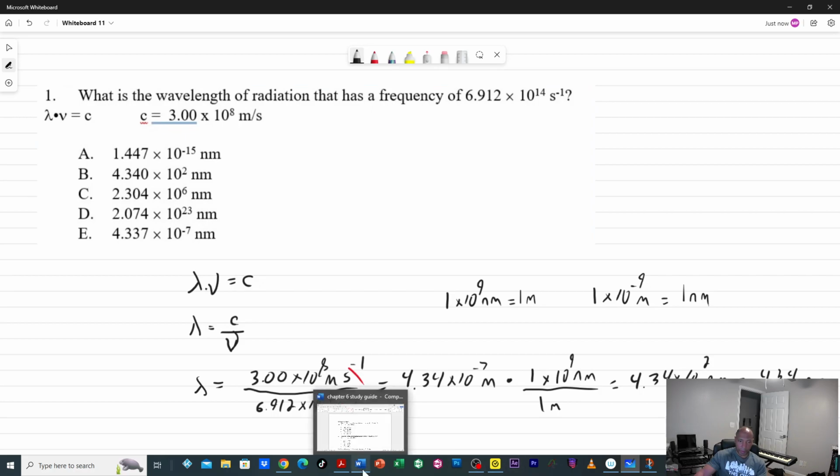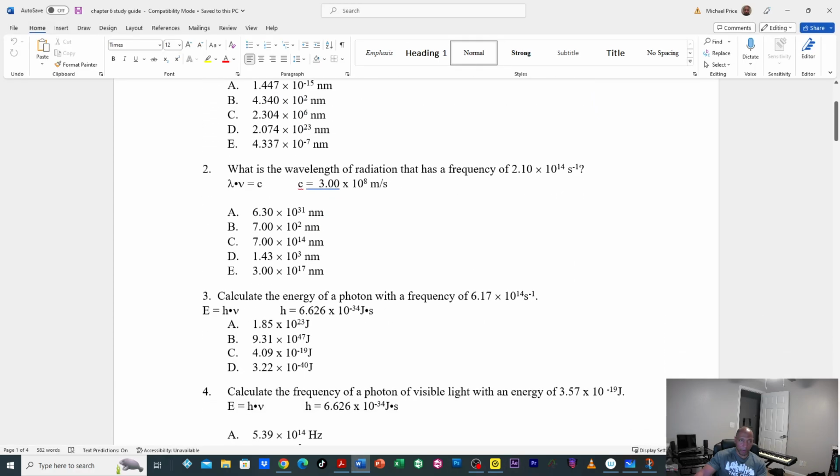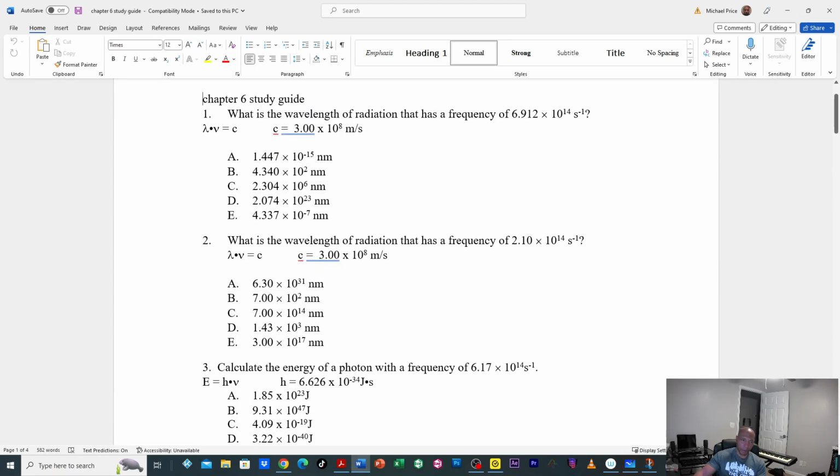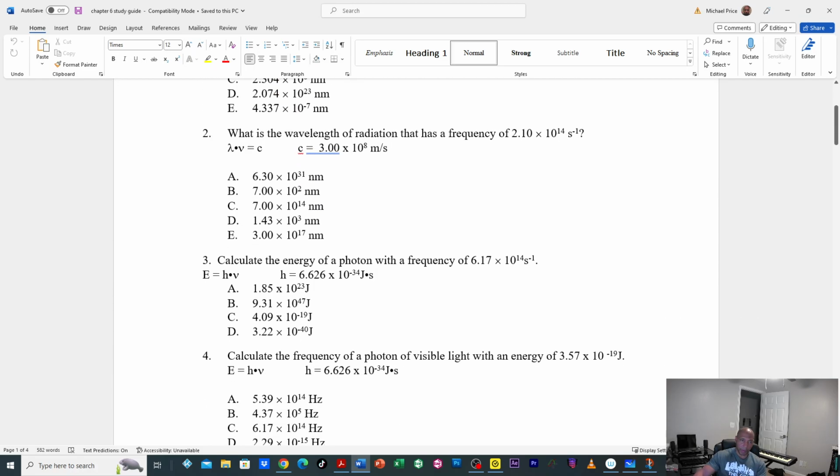So let's go ahead and take a look at number 2. What is the wavelength of radiation that has a frequency of 2.10 times 10 to the 14? So number 2 is just like number 1. So of course you can go ahead and do that. I won't bother doing that one.